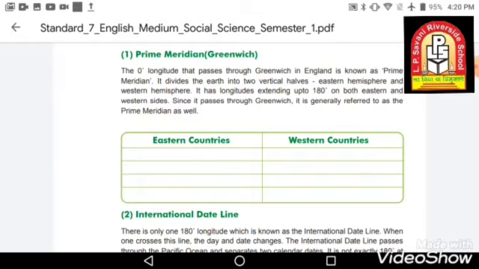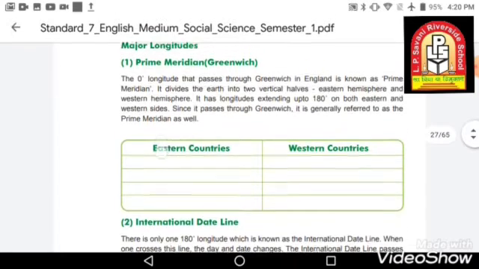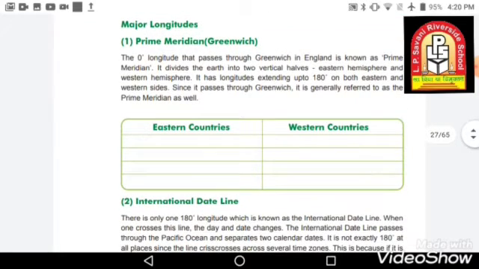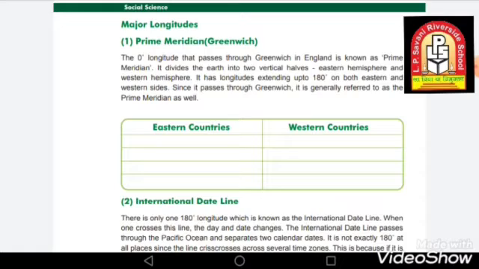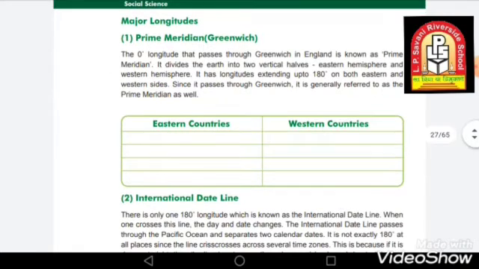Now I will give you one example. How is it possible to see the dates or the time of different countries? As I told you, these two are the major longitudes, and these two lines help us to see or to calculate the time of different countries, right?